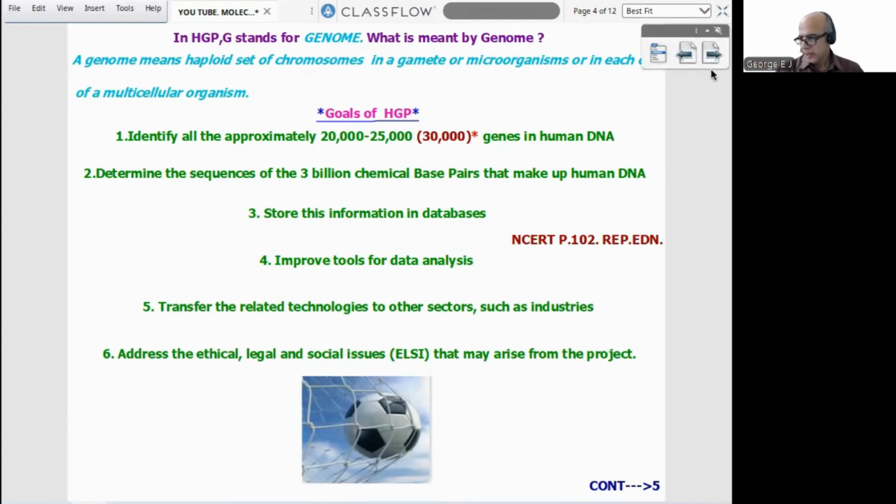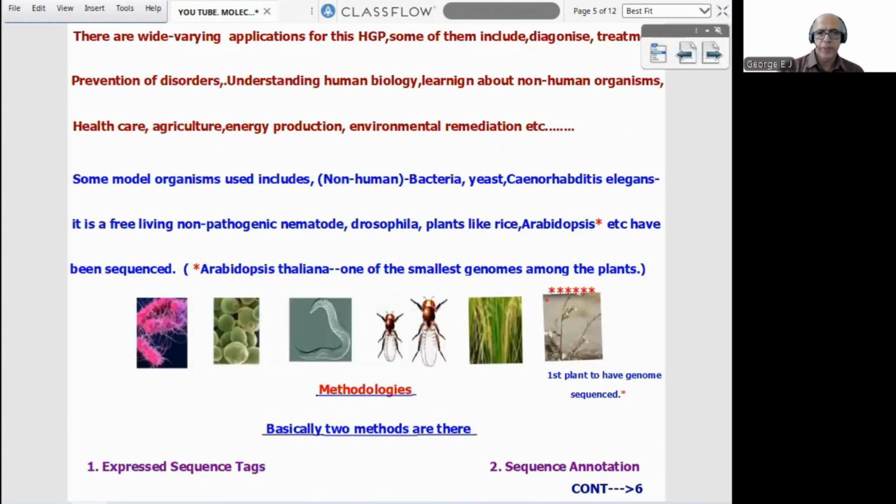After that, these wide-varying experiments were done in non-human organisms initially, and that includes model organisms: bacteria, then fungus, yeast. Then Caenorhabditis, then Drosophila, rice, as well as Arabidopsis thaliana, the importance of Arabidopsis thaliana as the plant, as well as Caenorhabditis elegans. Then 2 methodologies, expressed sequence tags and sequence annotation.